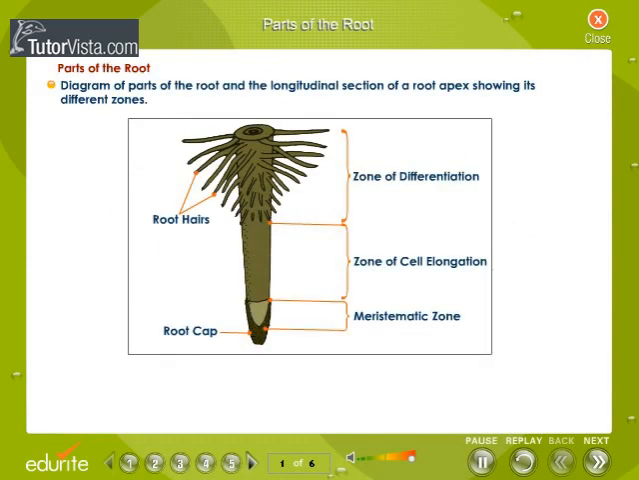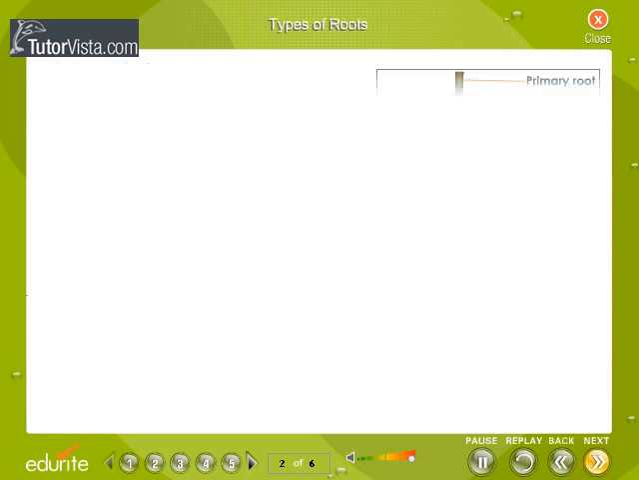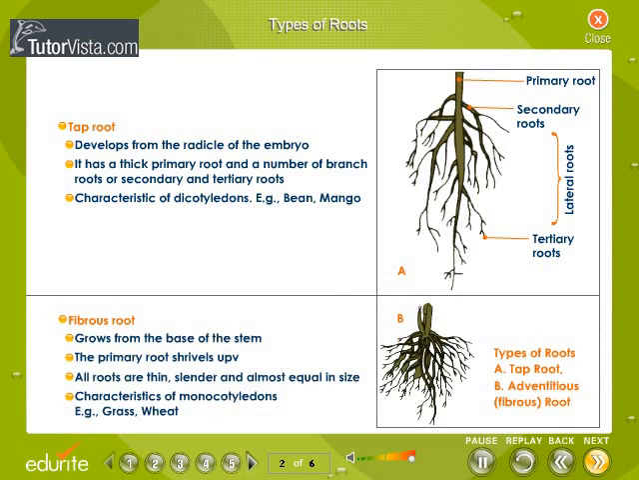Parts of the root. Observe the diagram carefully. The diagram shows different parts of the root and the longitudinal section of root apex showing its different zones. Observe carefully the diagram shown here.